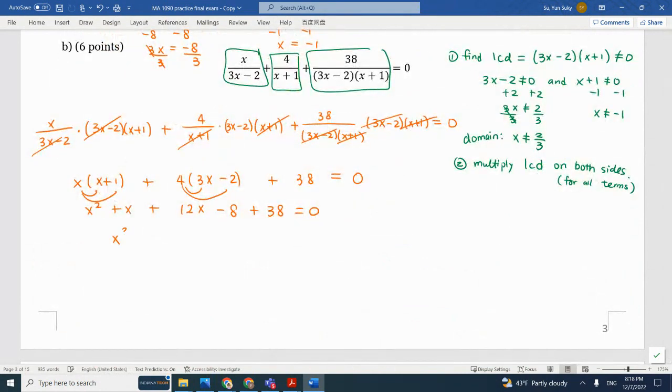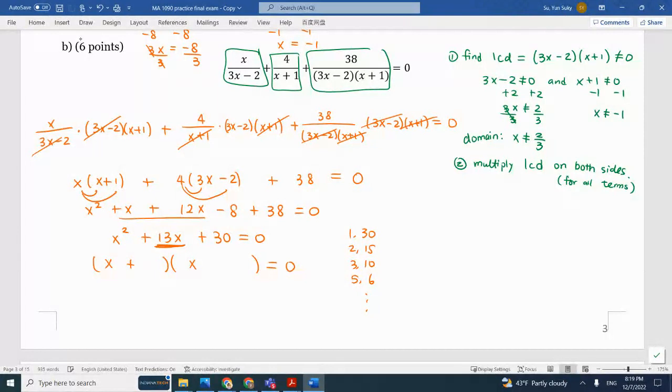We combine the like terms. We have x squared. x plus 12x is 13x. Minus 8 plus 38 is positive 30, equal to 0. And then factor it or use the quadratic formula. Factors of x squared, they are x and x. Factors of 30: 1 and 30, 2 and 15, 3 and 10, and then what? 5 and 6, etc. And then which one will give you 13?